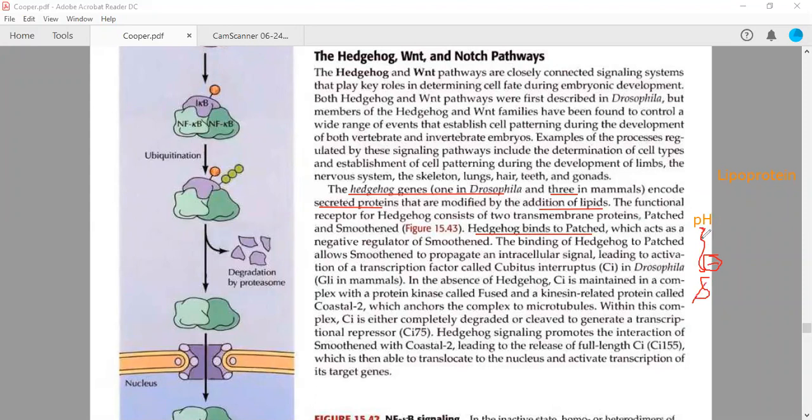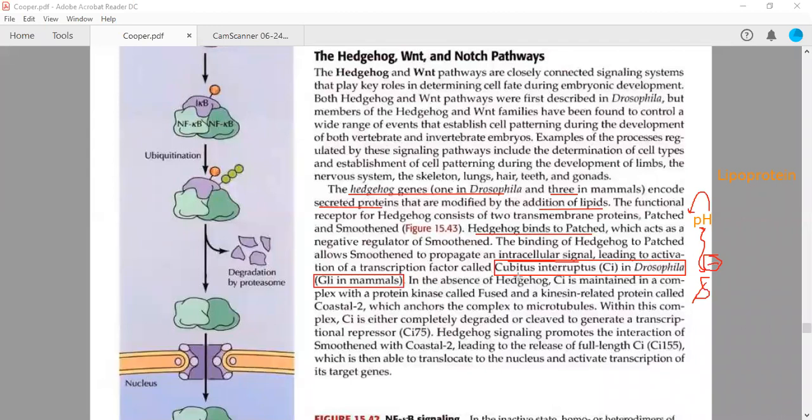Once the secreted lipoprotein hedgehog binds to the receptor patched, it leads to the smoothened receptor interacting with the cytosolic proteins. The binding of hedgehog to patched allows smoothened to propagate an intracellular signal. The signal goes inside the cell, leading to the activation of the transcription factor CI, which stands for Cubitus interruptus in Drosophila, and is called GLI in mammals, as also written here.